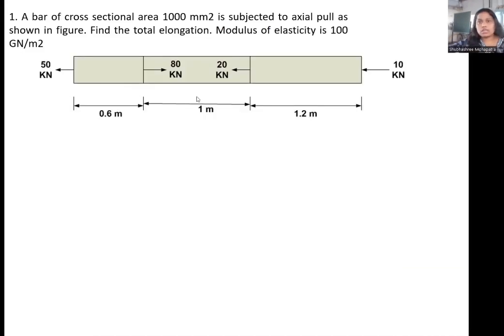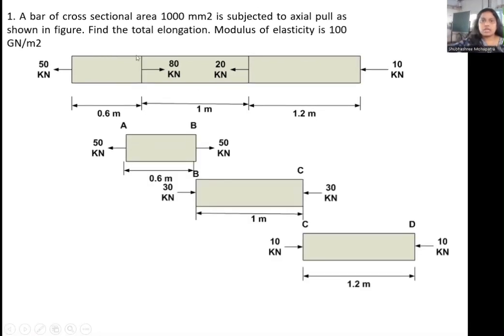Now let's understand it with a simple numerical. A bar of cross-sectional area 1000 mm square is subjected to axial pull as shown in the figure. Find the total elongation. Modulus of elasticity is given as 100 gigapascal. So this is our figure. First, we have to separate each segment: A to B, B to C, and C to D.